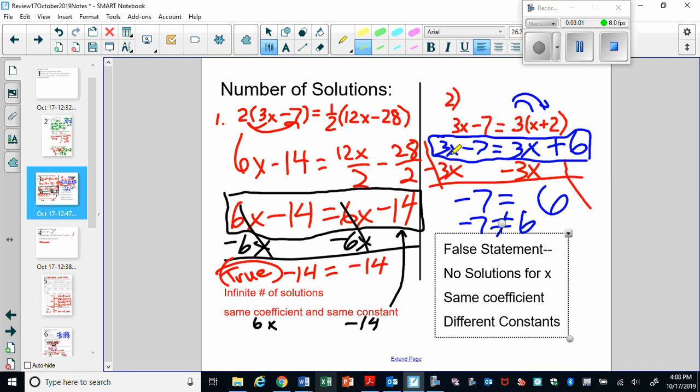That's case in point, what I circled in the blue. Same coefficient, which is positive 3, but different constants, negative 7 versus positive 6. Whereas the problem on the left has the same coefficients and same constants.